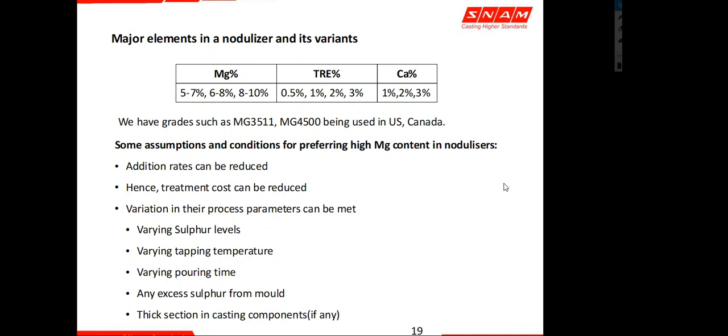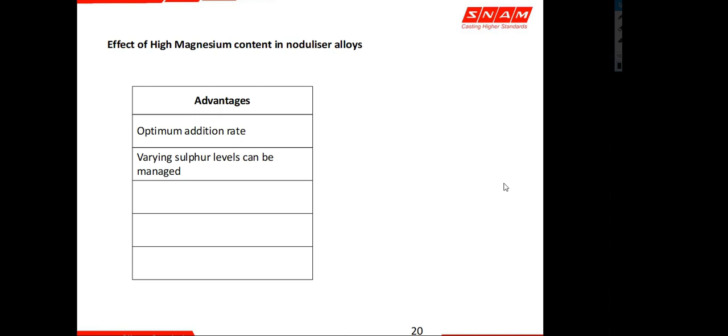So to avoid that, having high magnesium can counter this effect in the thick section. So these are the assumptions or the conditions where people start preferring high magnesium content in the nodulizers. So we'll go into the advantages of having high magnesium and the disadvantages of having it. So advantages. As you have seen, the addition rate can be brought down.